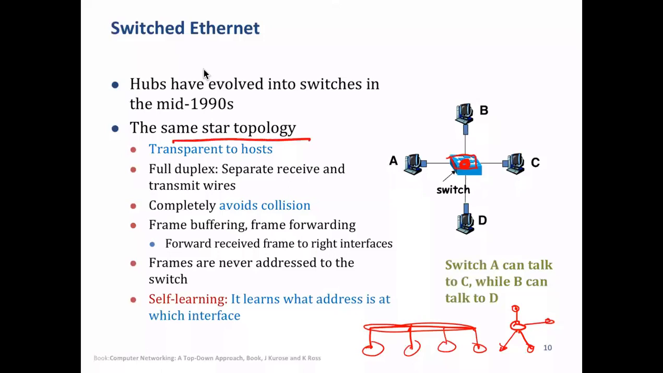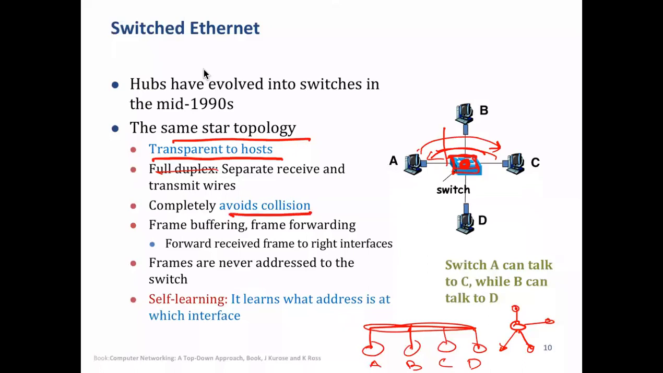Now the switch is transparent to the host. The host doesn't know that this switch exists at all. It knows that there are nodes like A, B, C, D. That's it. And it works in full duplex mode. It means that, for example, when A and B are communicating with each other, A can communicate to C, and C can communicate to A simultaneously. This is called full duplex. And it avoids collision.